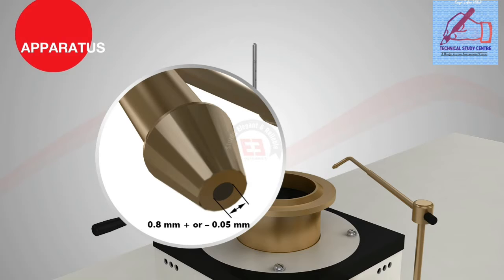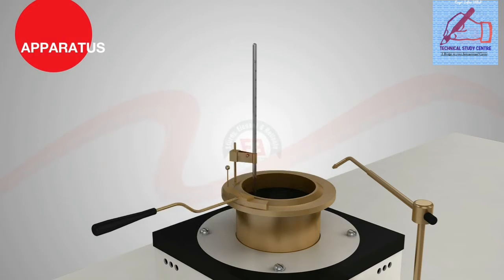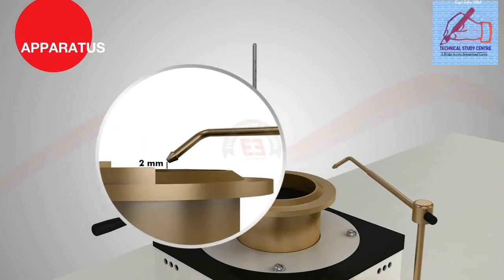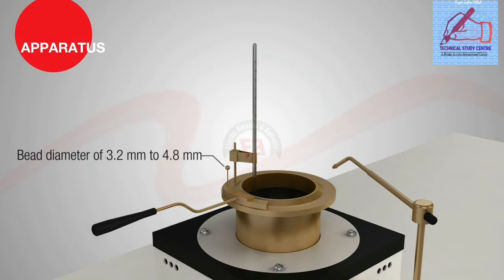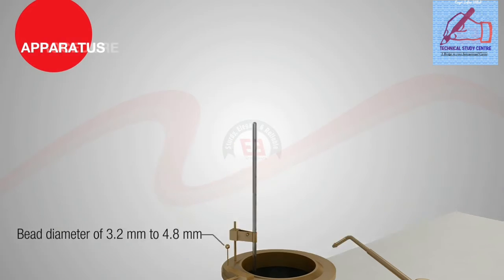The device for operating the test flame applicator is swinged left to right and right to left in 150 mm radius, which is maximum 2 mm above the plane of the rim of the test cup. The bead having a diameter of 3.2 mm to 4.8 mm is mounted on the apparatus so that the size of the test flame can be compared.